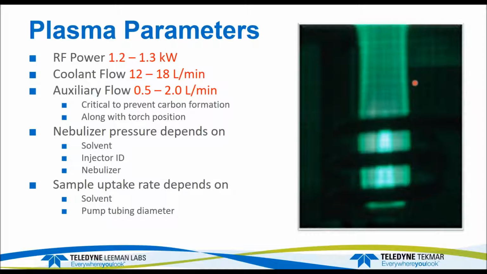And then the auxiliary flow along with torch position. If you look over at the plasma discharge here, I don't know how well it comes over through the internet, but the auxiliary tube is about right where the pointer is. So you want to maintain a little bit of spacing there. You don't want the torch to be too high up because the plasma is going to form where the coil is, not where the torch is. So if the torch is too high up, that can cause you some problems with carboning. If the auxiliary flow is too low and the plasma sits down, that can cause some carboning.